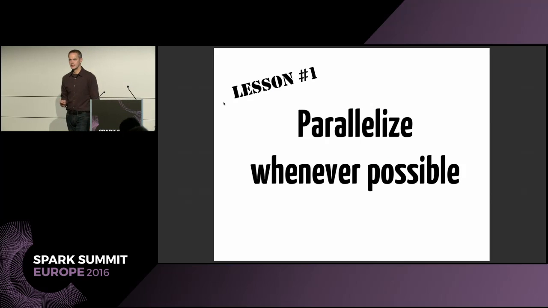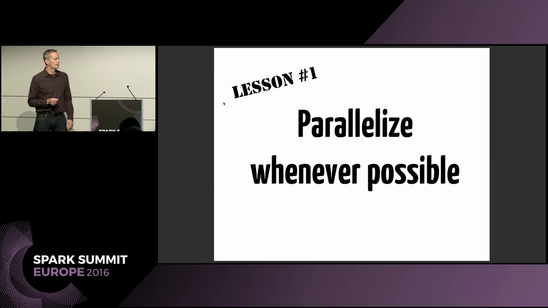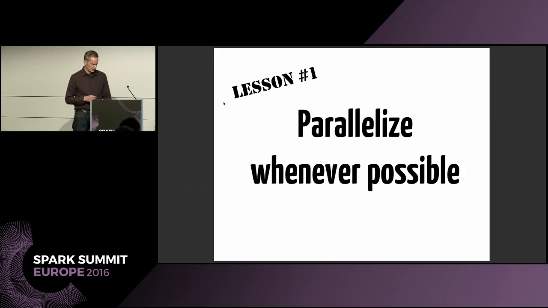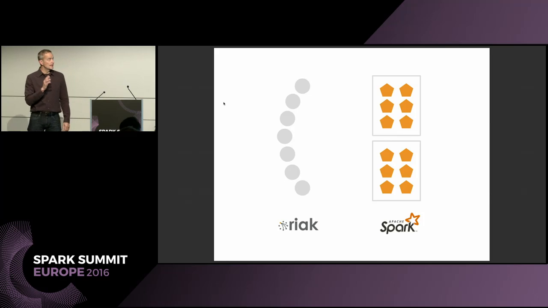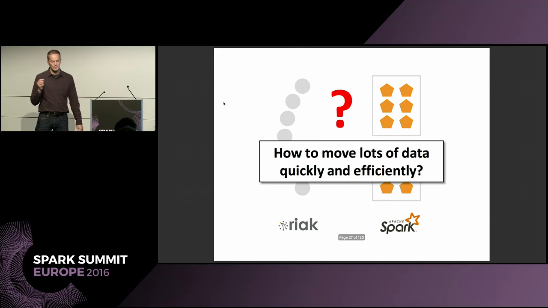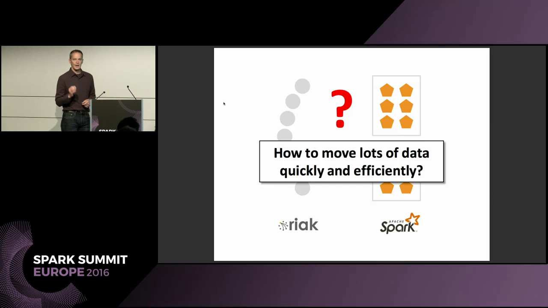So that first lesson, parallelize whenever possible. No stranger to anybody in this room in terms of that's how Spark wants to work, right? So I'll walk you through a couple of architectural design decisions and use cases that we went through. So here, two clusters, right? On the left-hand side, you have your NoSQL cluster. On the right-hand side, you have a Spark cluster. And the operative question is, how am I going to take large volumes of data as quickly and as efficiently from one to the other, right? Whether it's co-located or whether in different clusters, whatever that case may be, how are you going to do it as efficiently as possible?